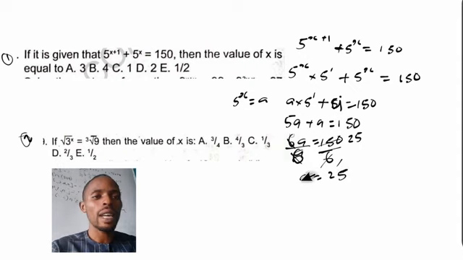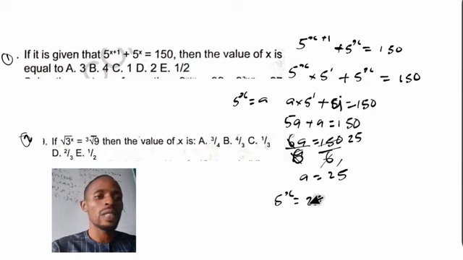Now let's put this a back, since we let a be equal to 5 raised power of s, so we can get the value of s. Since a is equal to 25, we have 5 raised power of s is equal to 25. You know, in this way, the base here is 5, while the base here is 25.